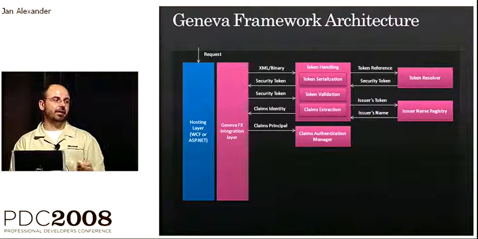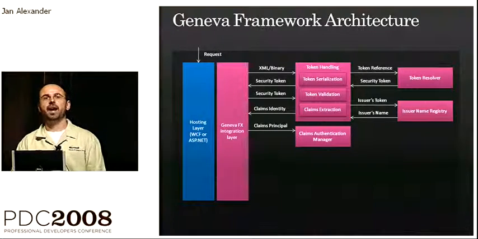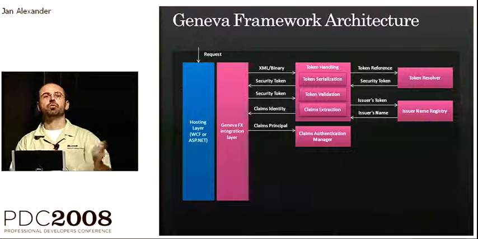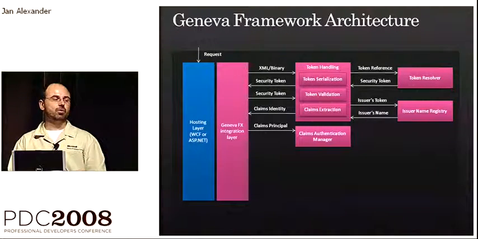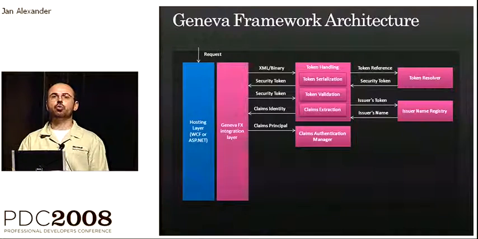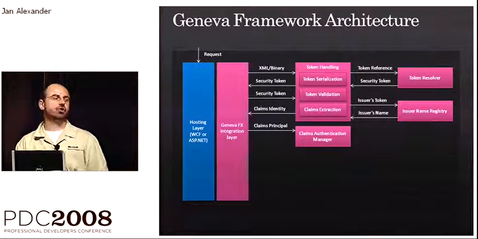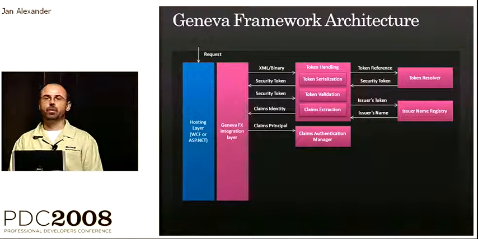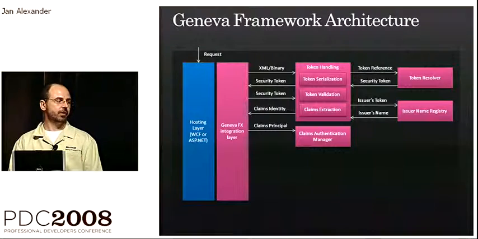And that guy can figure out, well, OK, I don't really trust this issuer to say the shoe size, so I'm going to remove the shoe size claim. Even though it was in the token, I'm not trusting it. So it can do things like that. And I can also use it for adding claims, and this is what I will be doing. So I will be actually adding the shoe size claim in this component. So I will be implementing my own claims authentication manager.